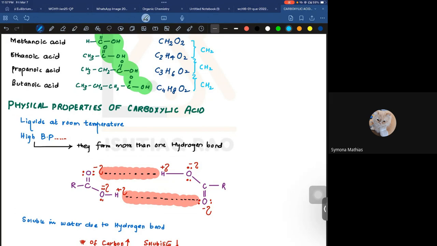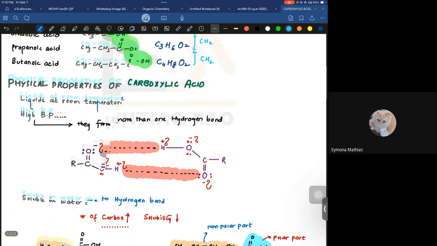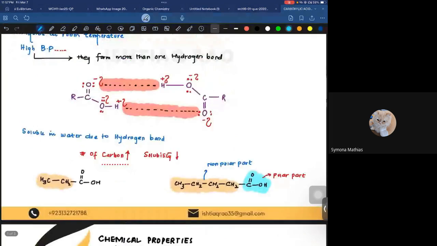So on the basis of this, I can say that it would be having the stronger intermolecular forces of attraction. So more energy would be required to overcome the force of attraction. तो automatically इसका boiling point क्या हो जाएगा? Higher हो जाएगा. That's why. Okay. Or they are soluble in water, just like alcohols.